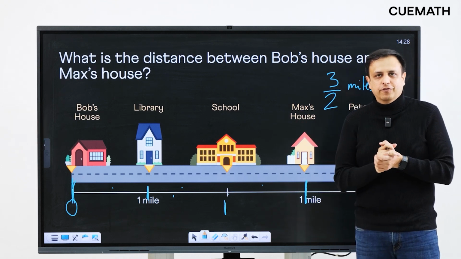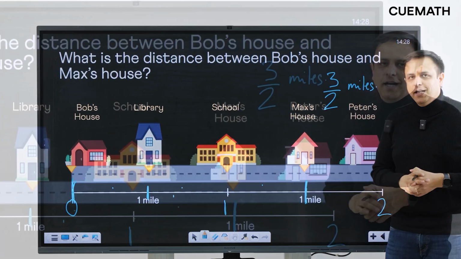So that's how you represent improper fractions on the number line. I hope you understood the concept.